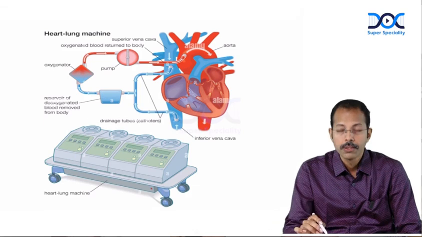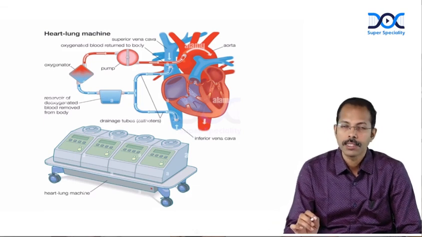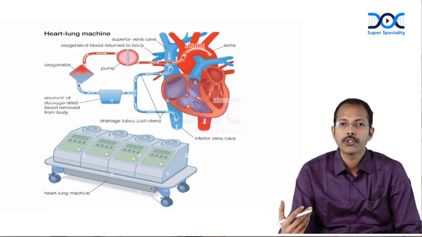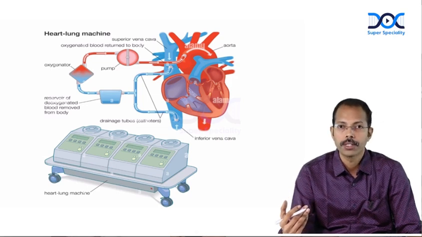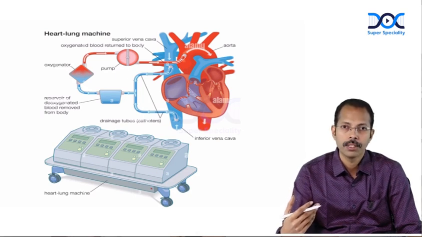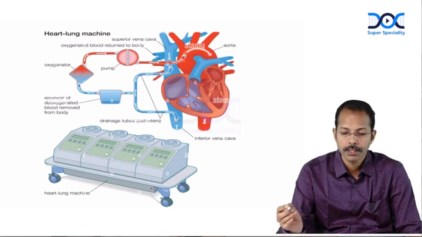I will show you. So as the name implies, it replaces the function of the heart and the lung. What is the function of the heart? Perfusion. What is the function of the lung? Oxygenation. So this machine maintains the perfusion and the oxygenation throughout the surgical procedure, right?